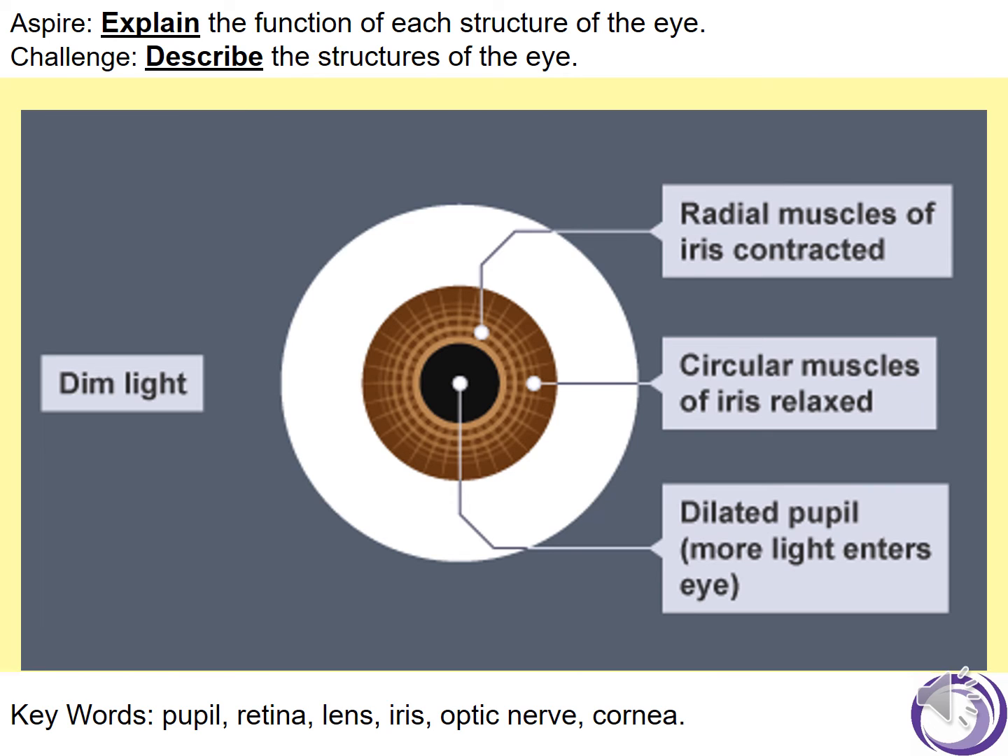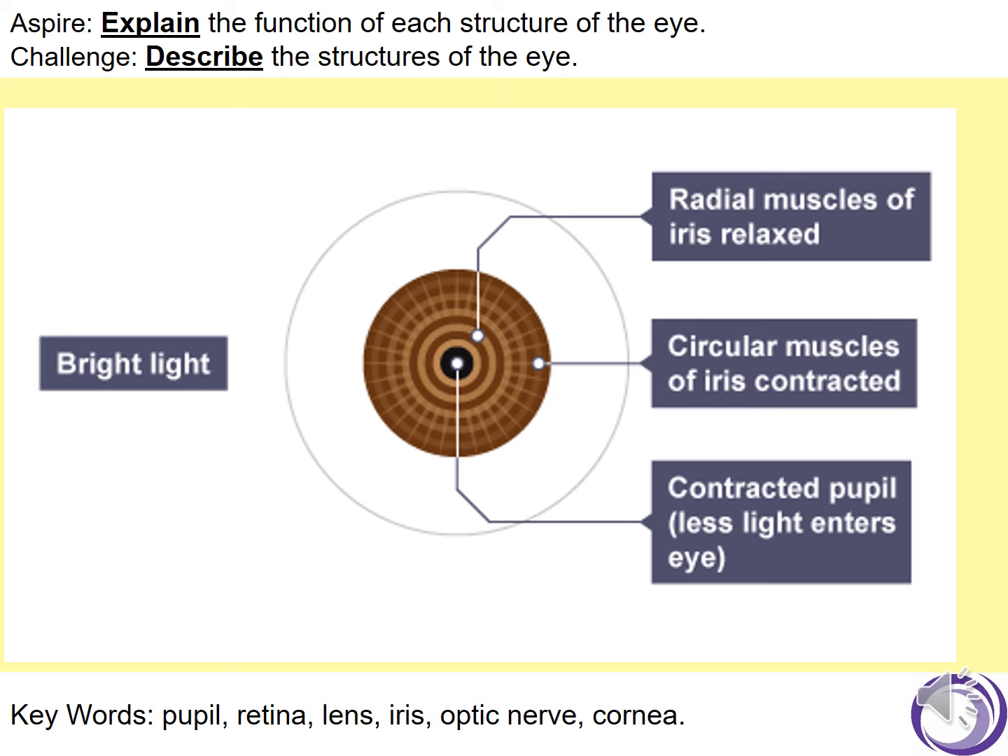Let's reverse the situation. Here we are in bright light. We need to reduce the amount of light entering the eye, because that will effectively overload the eye, which is what happens when somebody takes a picture in your face and you're temporarily blinded by that amount of light. We don't want that on a permanent basis.